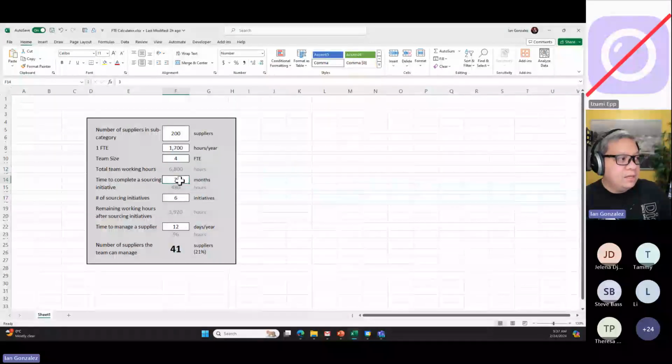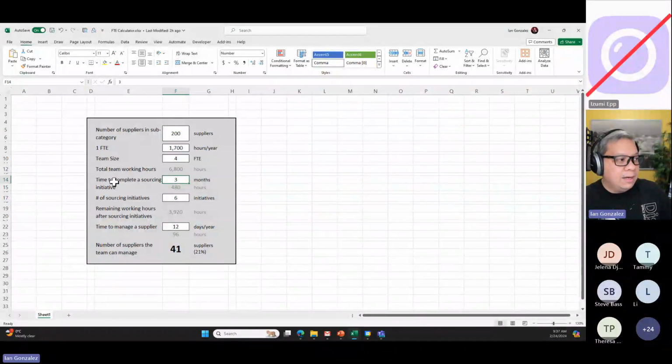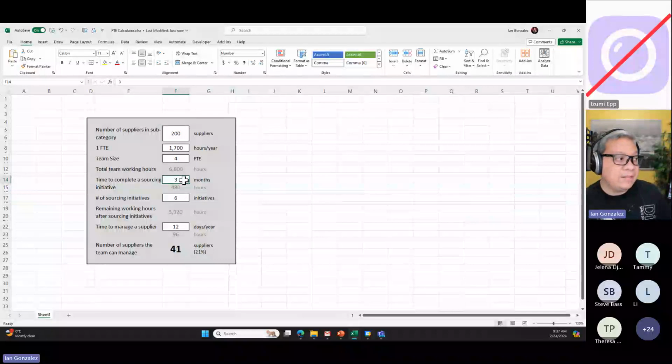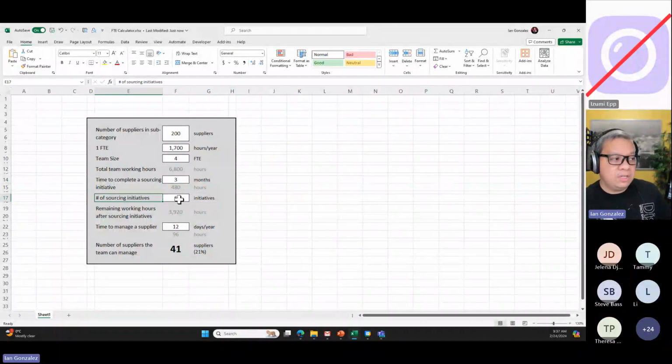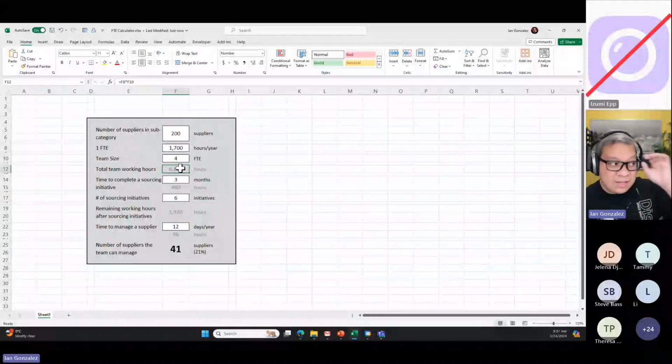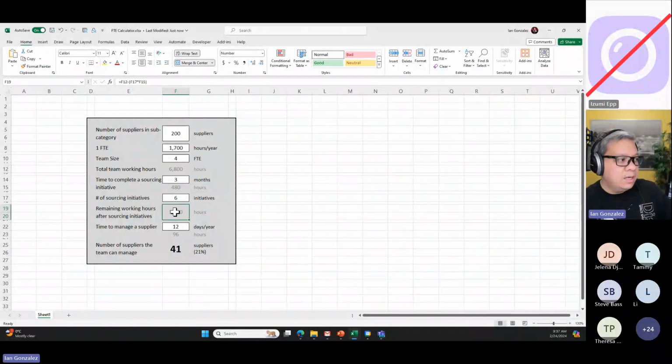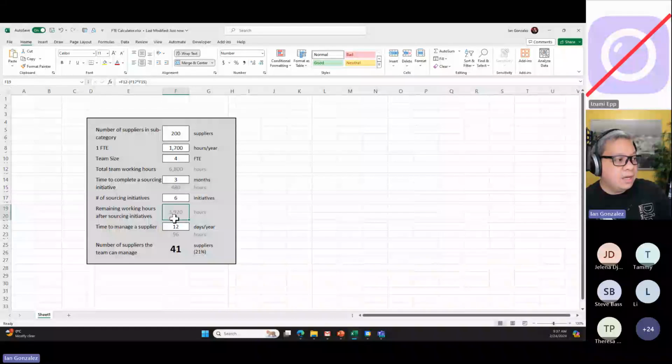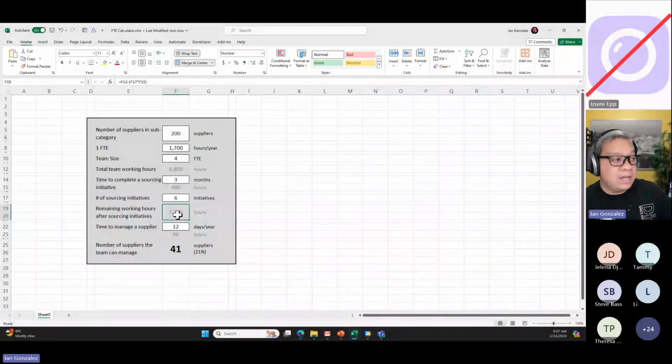Then you have to say that each sourcing event will take an approximate number of months. Just make an average or something, because this is just a simple calculator. And then how many sourcing initiatives you estimate this year. Then it'll calculate that out of 6,800 hours your team has on doing supply chain work, after the sourcing activities, you only have 3,900 hours left.